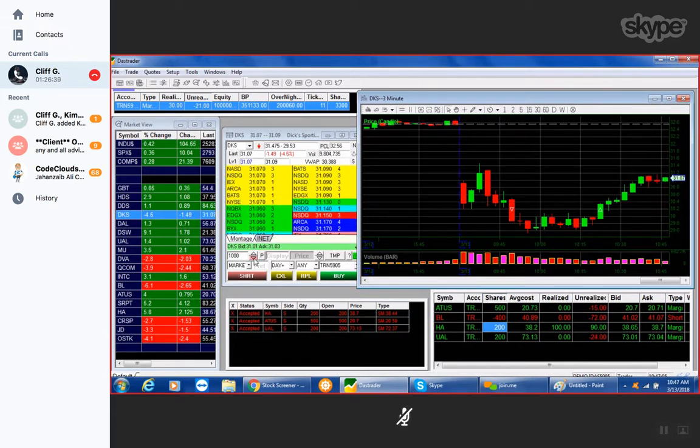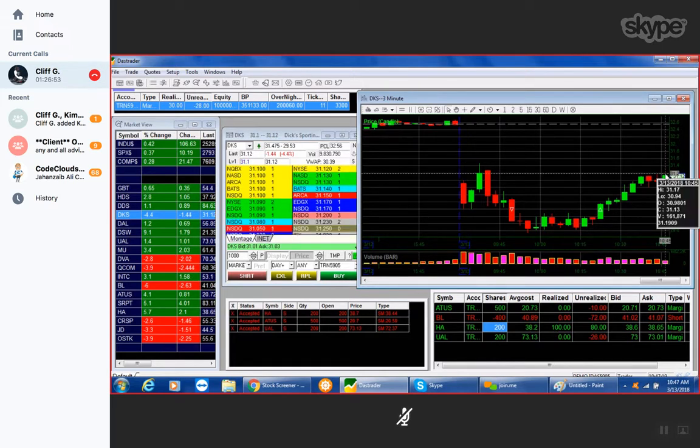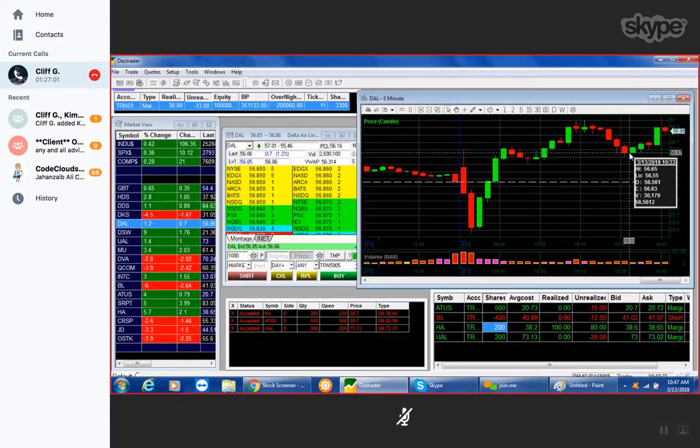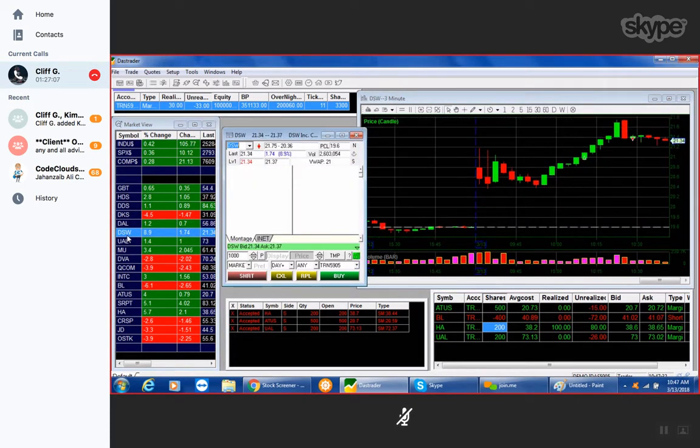Actually, you know what? It's sitting on top of that 31. I would have considered this if it broke that 31 and short this at 30.90 something. But again, I can't do this as long as it's sitting on top of that 31 whole number. I just can't do it. Okay. Delta going back up. Now this one was that potential double. All right, let's go to this next DSW.